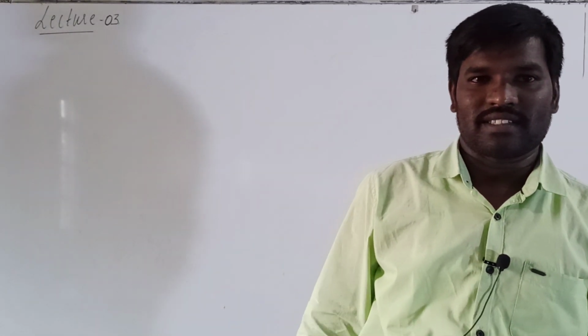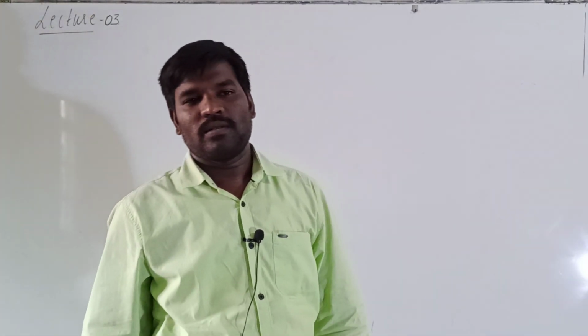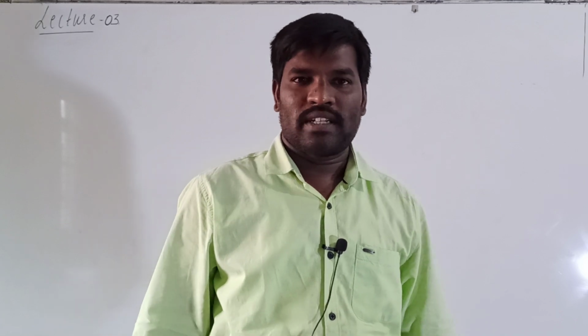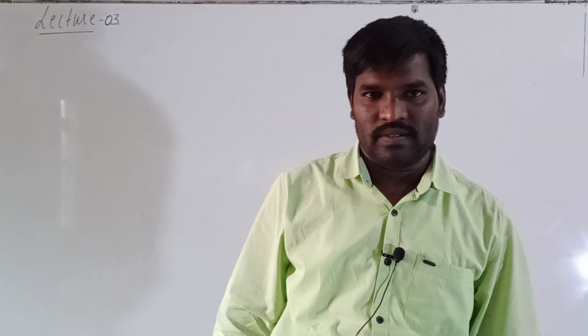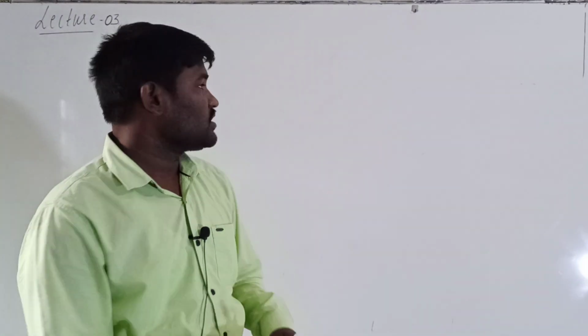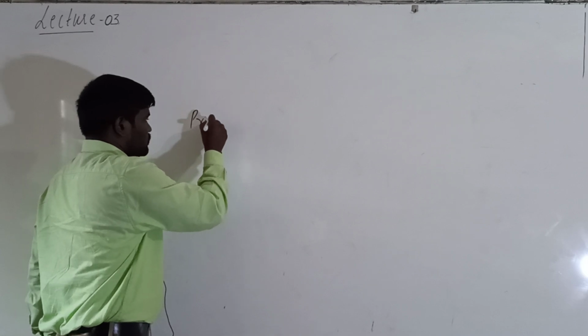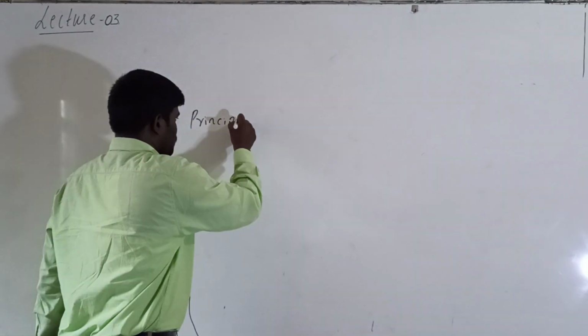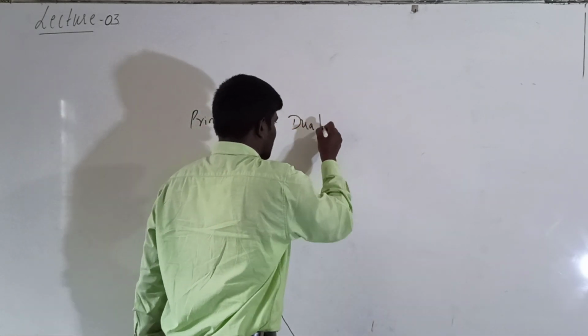So today we will discuss the Boolean algebra concepts. Okay. So yesterday we discussed the Boolean algebra, the truth table of 2 variable and 3 variable. Okay. So now we have to discuss the principle of duality.